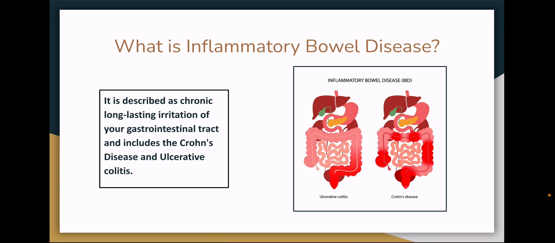It's described as a chronic long-lasting irritation of the gastrointestinal tract, and it's actually under two different types. There's Crohn's disease and ulcerative colitis, and as you could see by this picture in the slide, ulcerative colitis only affects the rectum, and then Crohn's disease affects pretty much every part of the gastrointestinal tract.